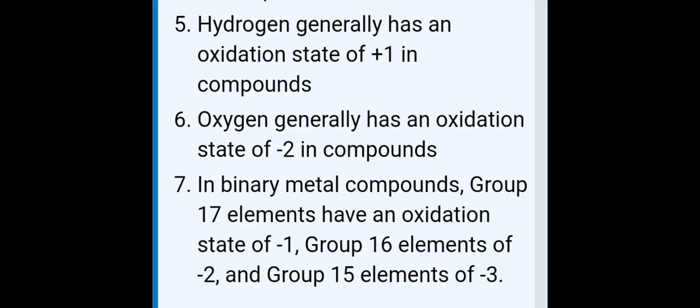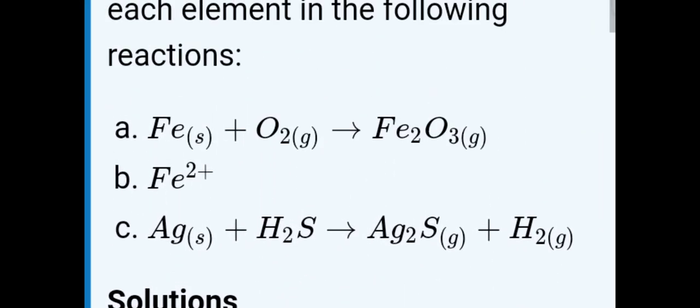Group 16 and 6A are the same. So oxygen is in group 6A, so it has -2, because the total is 18, so 18 minus 16 is -2. Group 15 elements have -3.